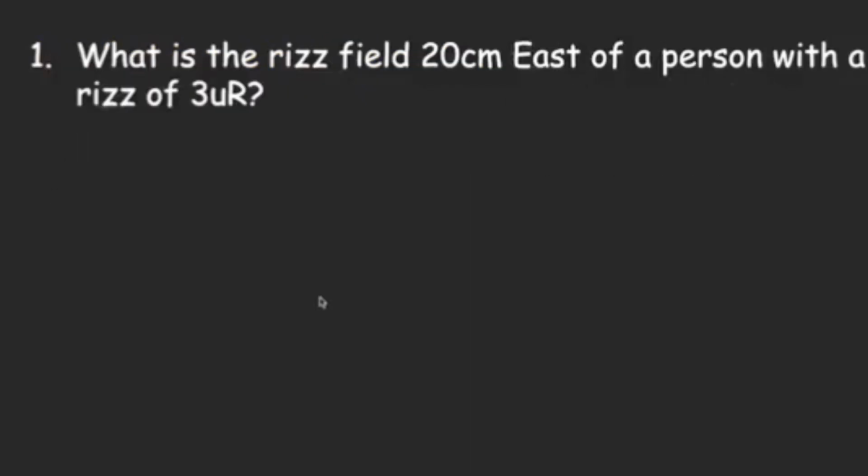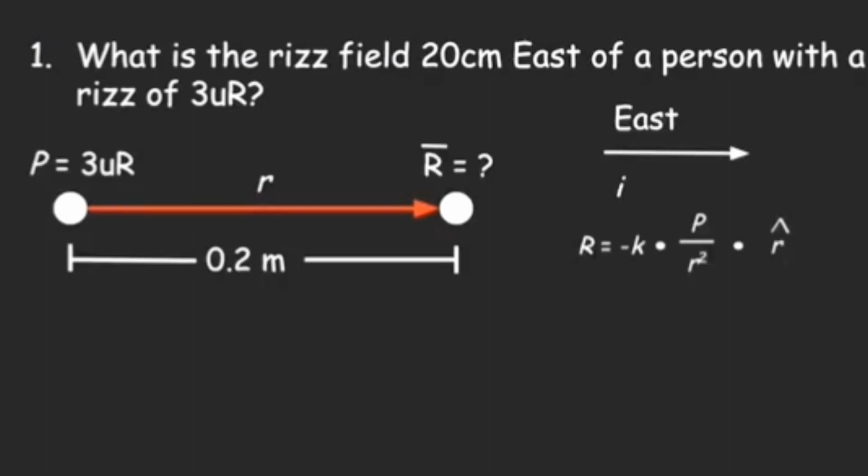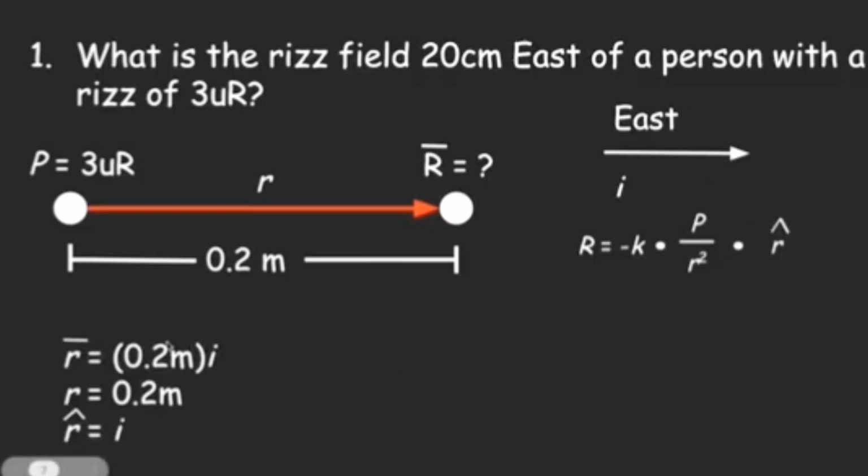Number 1. What is the Riz field 20 centimeters east of a person with a Riz of 3 micro Rizloms? So what's the first step? Draw a picture. Now let's set up our coordinate system. Let's make east, or the i hat direction, positive, and we have our equation here on the side as the guidelines. Vector r, it's just 0.2 meters in the i hat direction. The magnitude is 0.2 meters, and the direction is i.